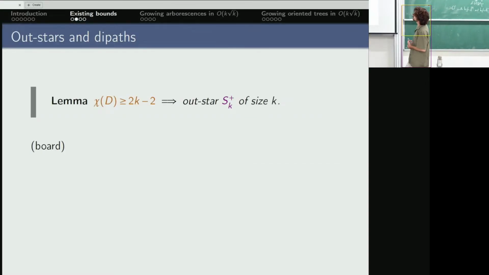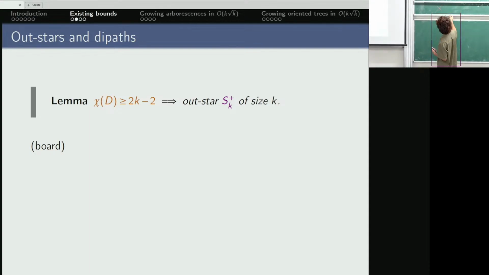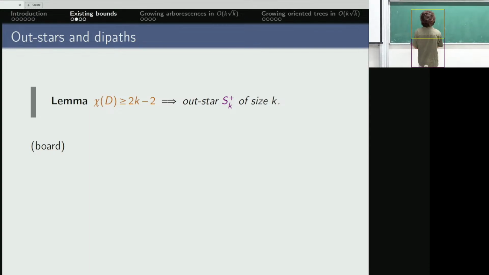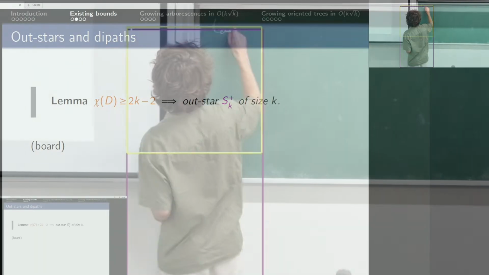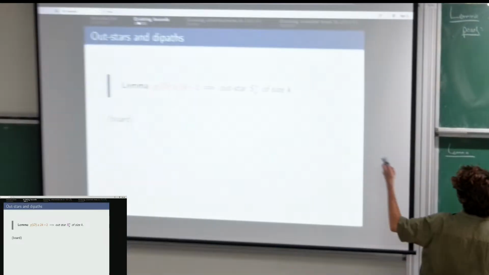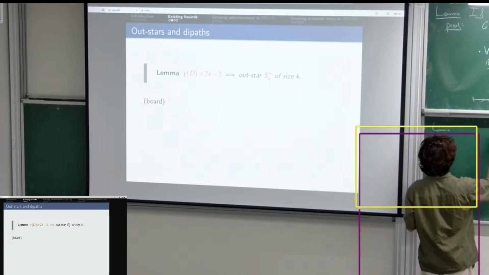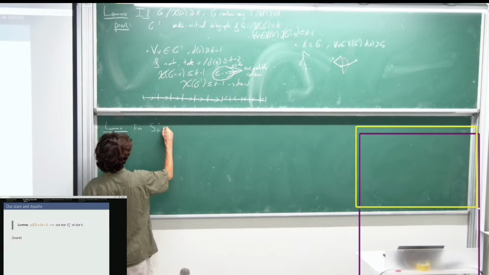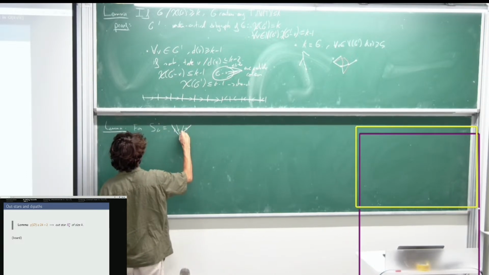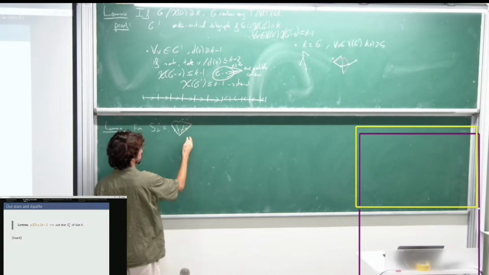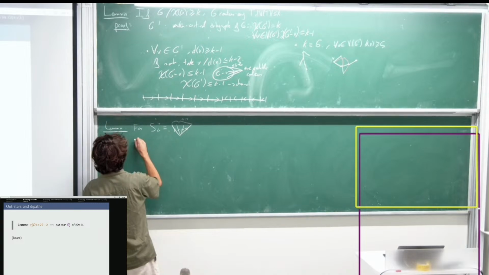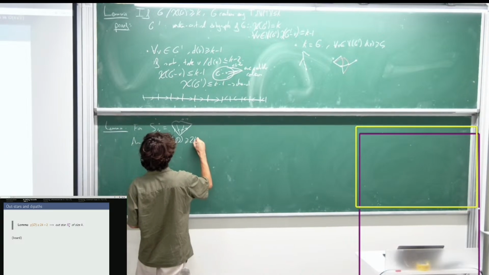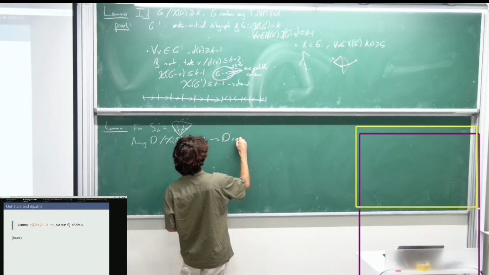And first, for the general case, I want to show what happens with the outstar. So for this restricted oriented tree, which is the outstar on k vertices, S_k^+, the outstar on k vertices is this guy. It has degree k minus 1 because it has k vertices, and I want to show that any digraph such that chi is greater than 2k minus 2 contains S_k^+.